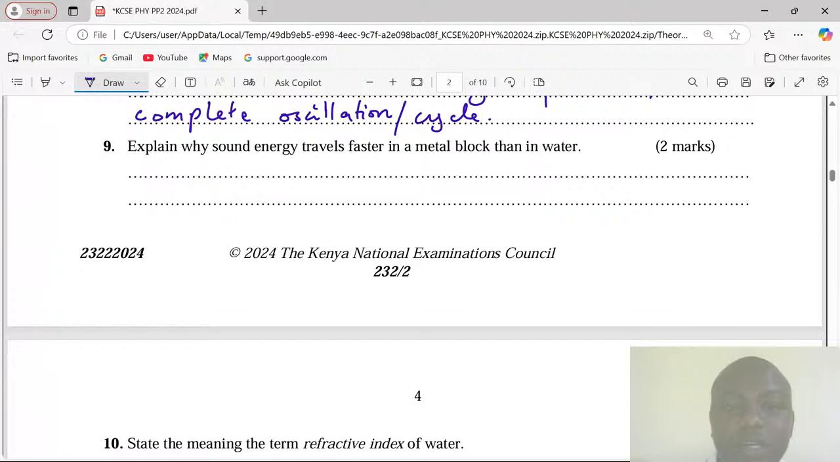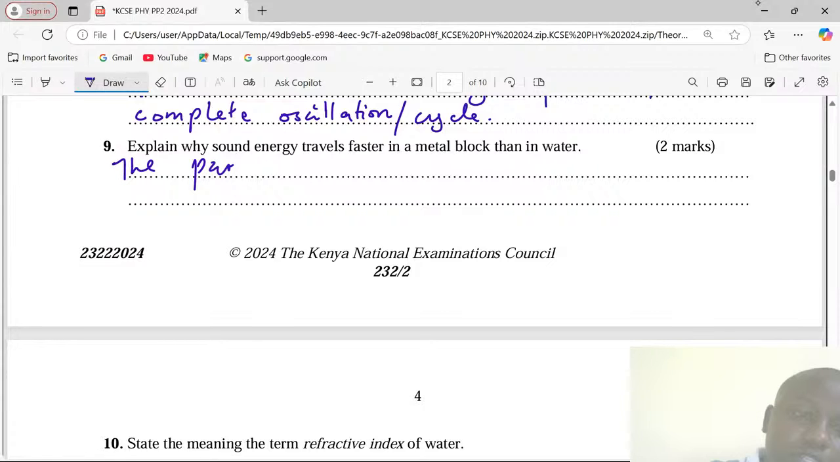Number 9. Explain why sound energy travels faster in a metal block than in water. Something you're supposed to know is that sound travels through the mechanism of a vibration of particles. That is why sound is not transmitted in vacuum, because in vacuum there is no matter, where the particles in the matter vibrate and transmit energy. Therefore, we can say that the particles making up the metal block are closely packed.